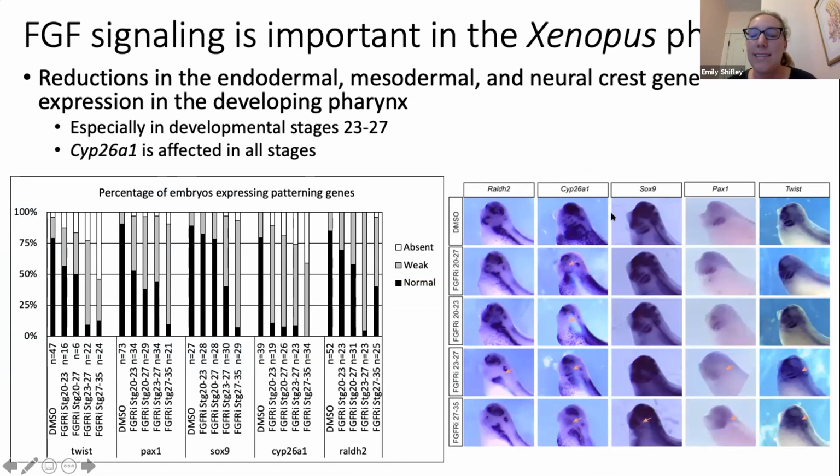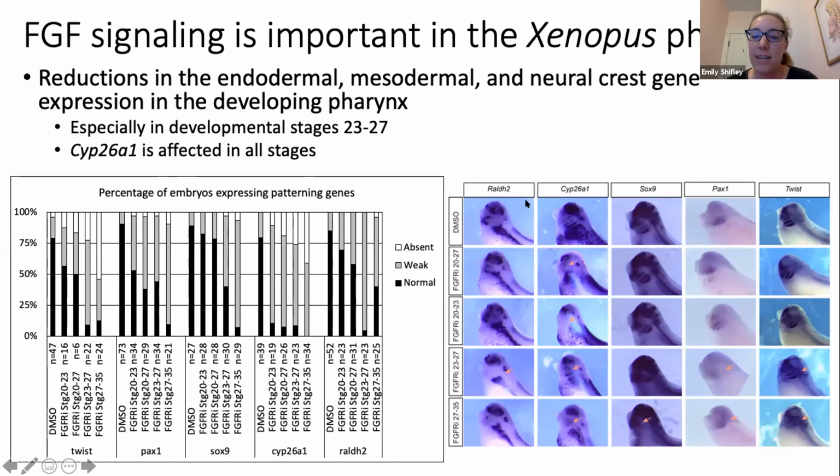So this is just the head of a Xenopus embryo. And you can see a lot of these genes aren't only expressed in the pharynx, they're also in the brain and other areas. But these little stripes in the head region, that's the gene expression that we're interested in, because that's the pharynx of these embryos.